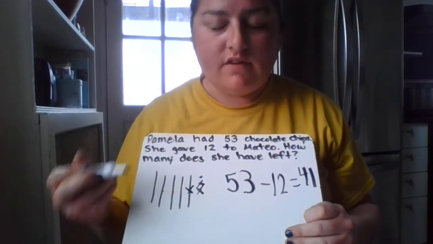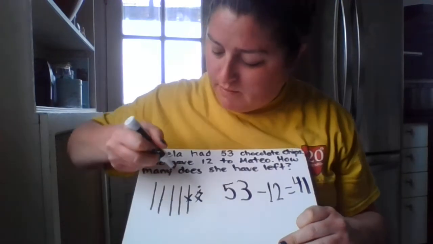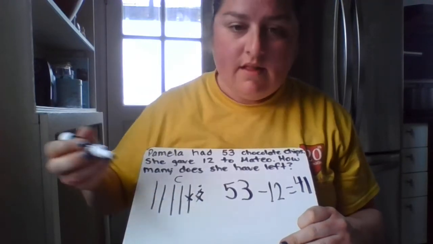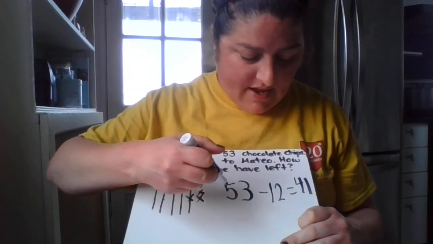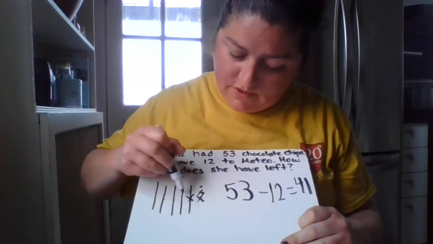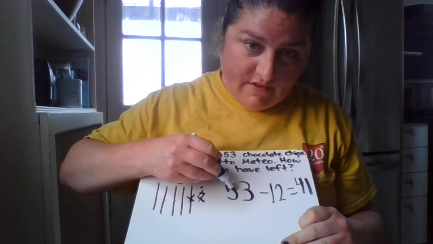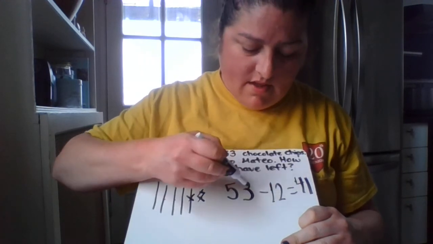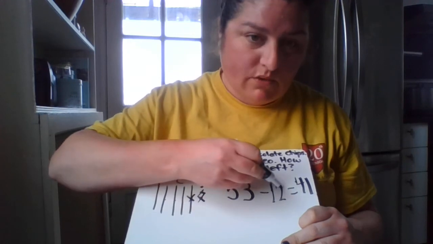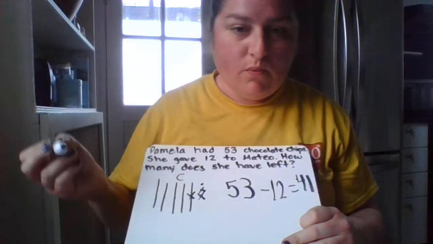But let's check that over. It's always good to double check. We want to make sure we label this. These are cookies. So if we take, right, we had 5 tens, 50, and we took away 10, and that leaves us with 4 tens. And we had 3, and we took away 2, and that leaves us with 1.